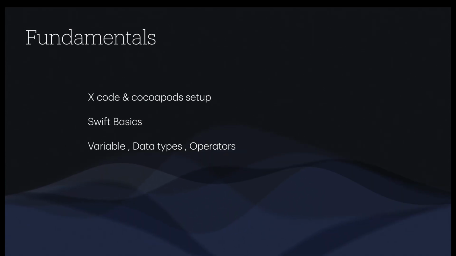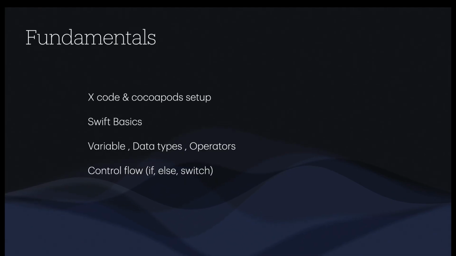Then we come to the next part, control flow. Control flow determines the order in which code executes. It allows programs to make decisions and repeat tasks. Swift provides statements such as if, else, switch, and loops for controlling execution flow. It makes applications interactive and intelligent, and it is one of the most important programming concepts.